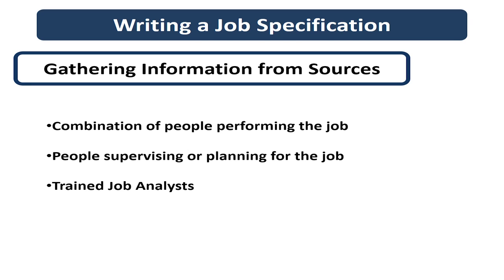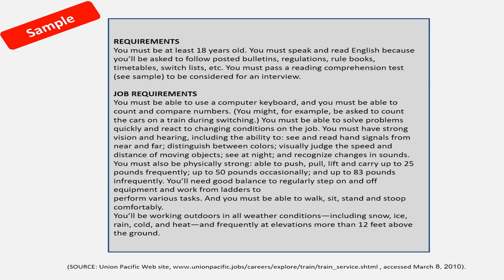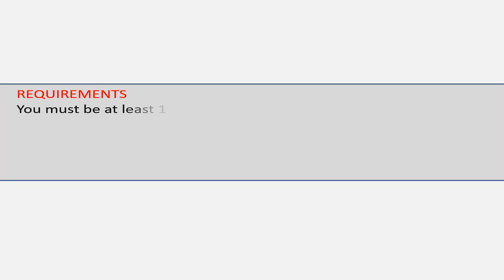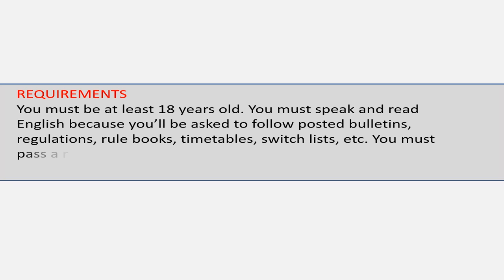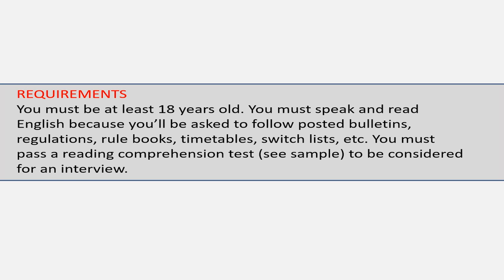Now, to understand this better, let us take a sample from the Union Pacific website, which earlier we used to understand job description. Now, let us take the similar sample to understand job specification. Firstly, it lists the requirements. It says you must be at least 18 years old. You must speak and read English because you will be asked to follow posted bulletins, regulations, rule books, timetables, switch lists, etc. You must pass a reading comprehension test to be considered for an interview.